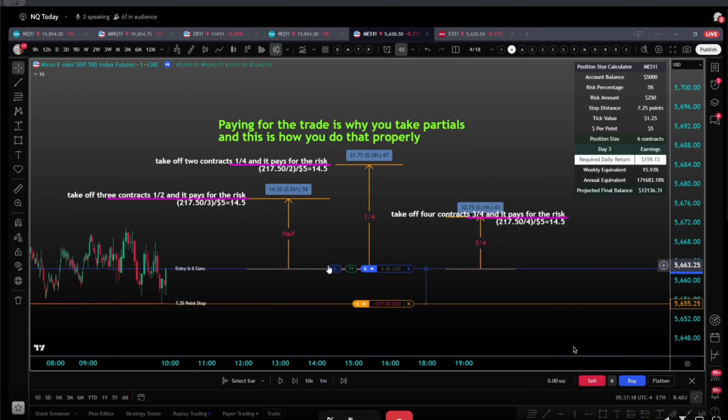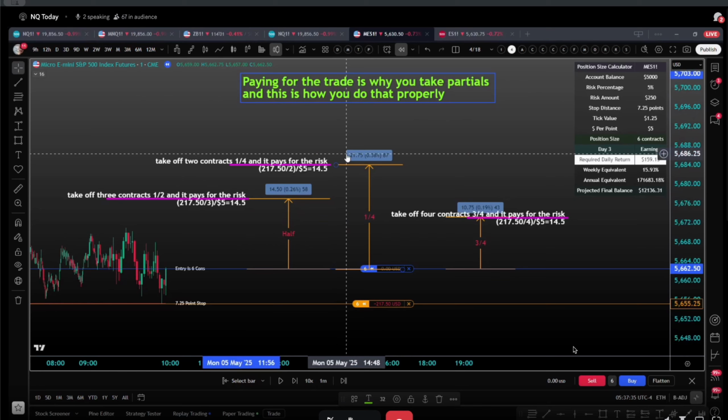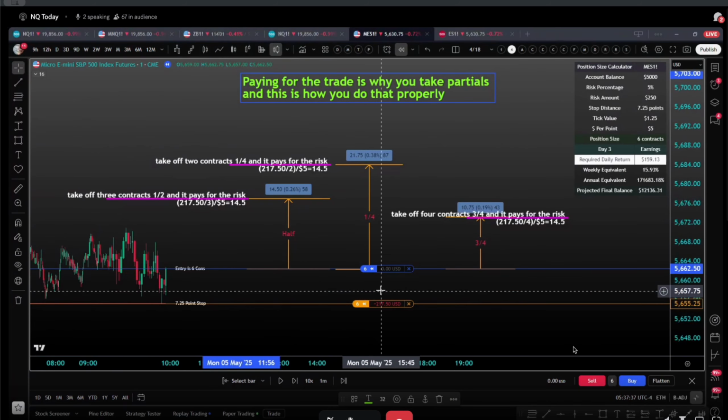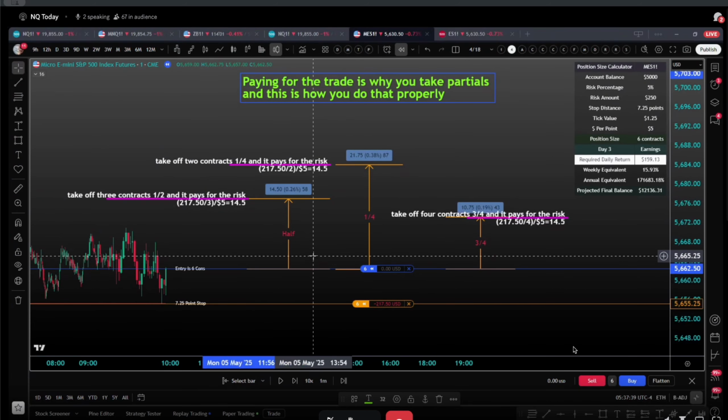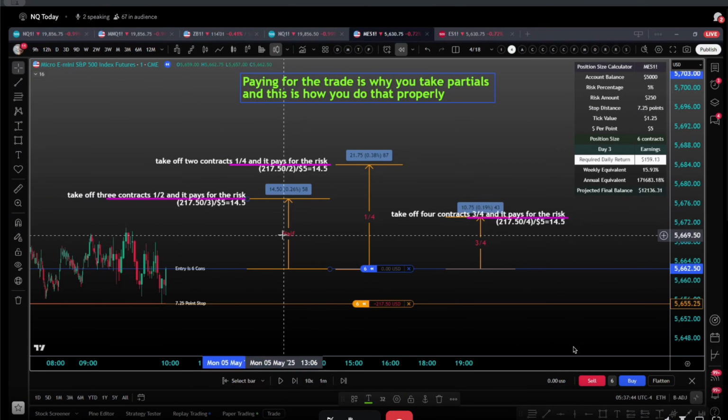So now, while I'm in the trade, I have to find a way to cover this risk. So this is a risk-free break-even trade without me moving the stop. Well, how do I do that? By taking partials with the right amount at the right location to cover this, right? So I set it up where half. So half of 6 is what?